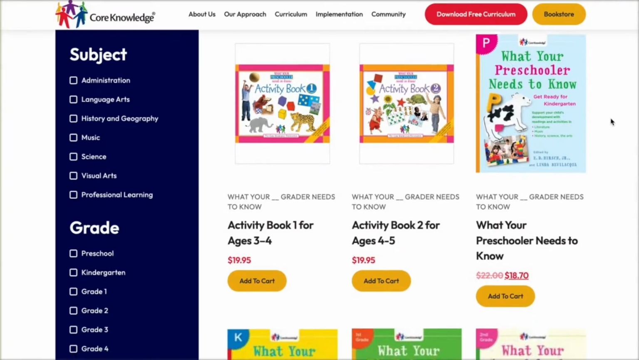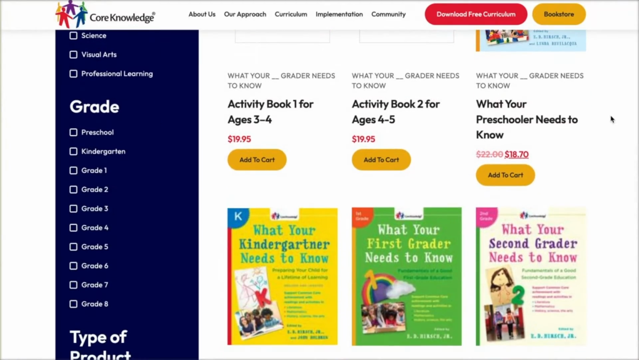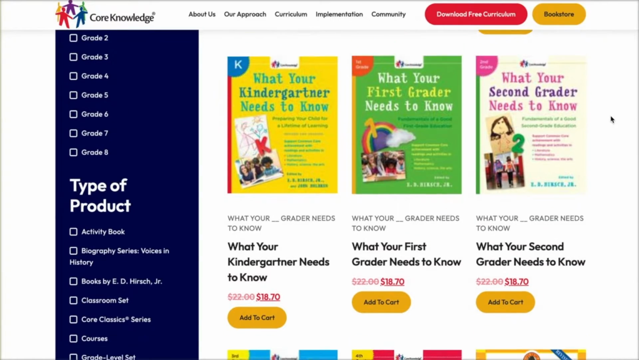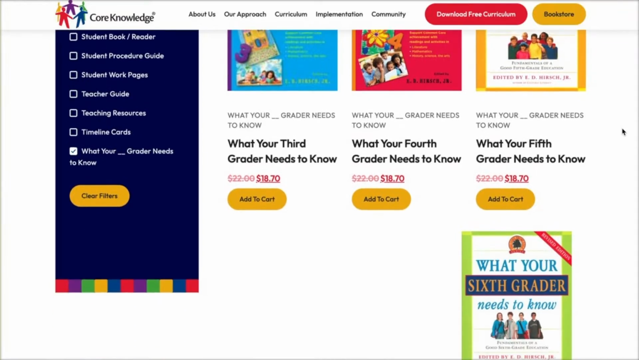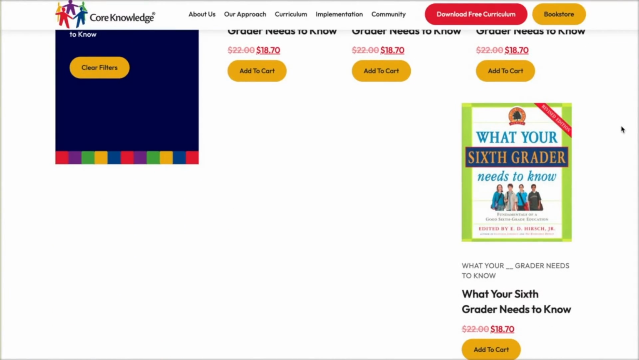Core Knowledge also has a great series of books that I have not personally used or read, but I know a lot of moms swear by them. And they have one for each of those grade levels. They're the What Your Blank Needs to Know series. So, like, What Your Kindergartner Needs to Know, or Everything Your First Grader Needs to Know, and so on. Like I said, I don't own those books. I haven't used them myself, but I've heard really good things.